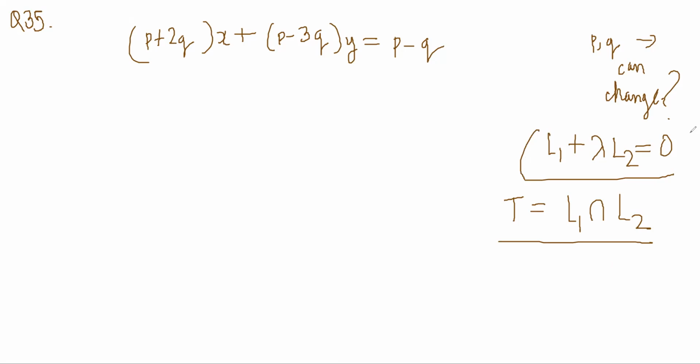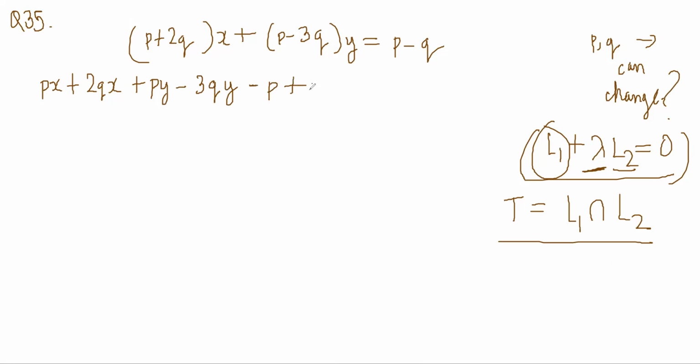So whenever you get questions where there are parameters in terms of x, and they're asking what point it passes through, that means this is like a family of lines question. So you have to set it up to look like this. L1 and L2 are two lines and lambda is a constant, right? So I will just expand it a little bit. px plus 2qx plus py minus 3qy minus p plus q is equal to 0, right?